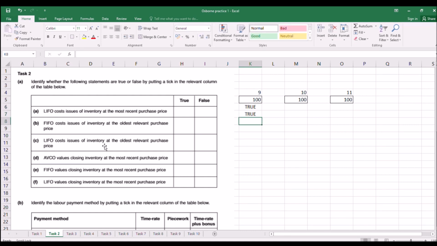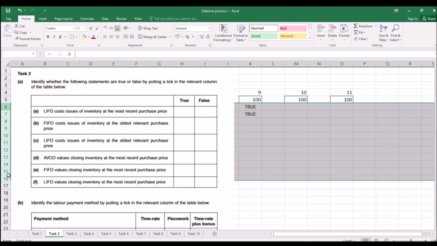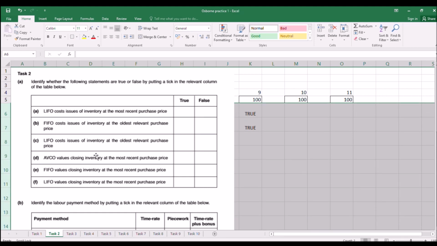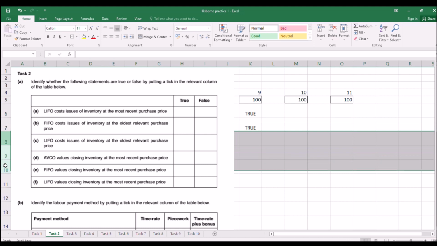LIFO cost issues inventories at the oldest relevant purchase price. So LIFO issues this one here, then this one, then this one. So it doesn't issue at the oldest, it issues at the most recent. Let's now get these to line up a touch. So LIFO, that one's going to be false.